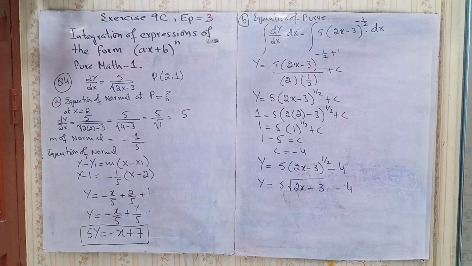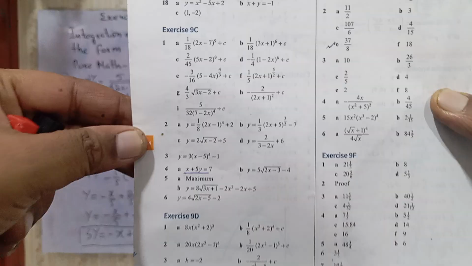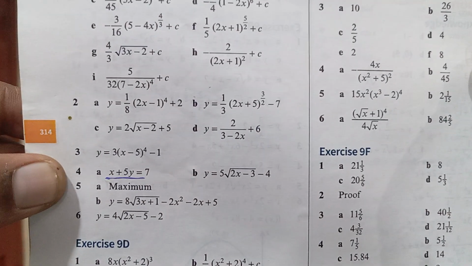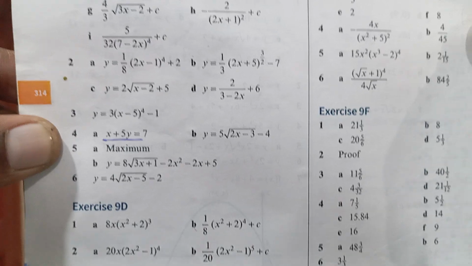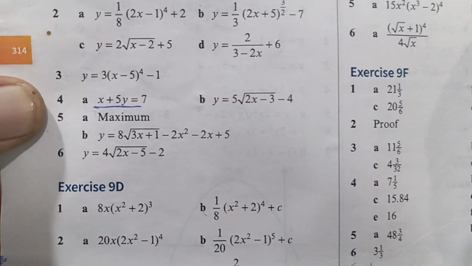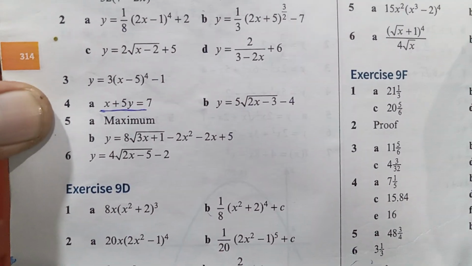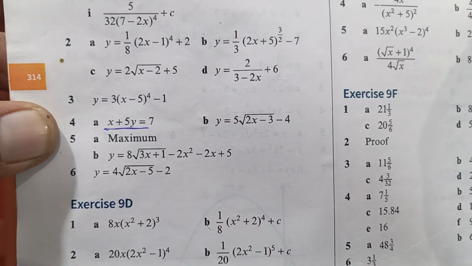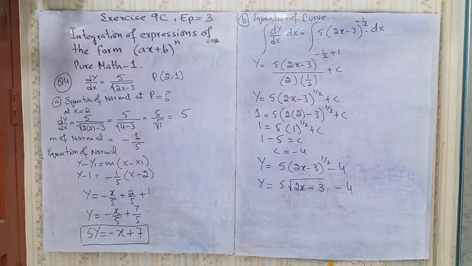And let me show you the answer to the question. Exercise 9C. And we have done the question number 4. And you can see its A part, the coefficient of the normal is x plus 5y equals to 7. And the B part is y is equals to 5 under root 2x minus 3 minus 4. Our both answers are correct. So I hope you understand this question number 4.